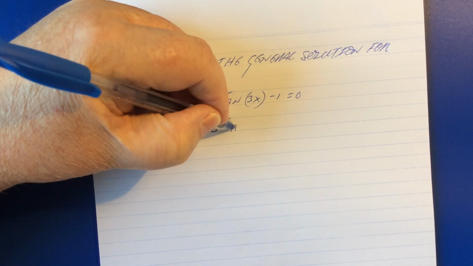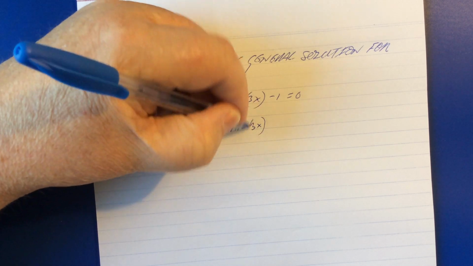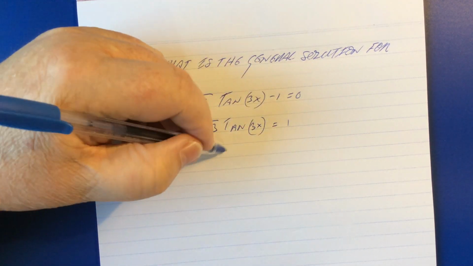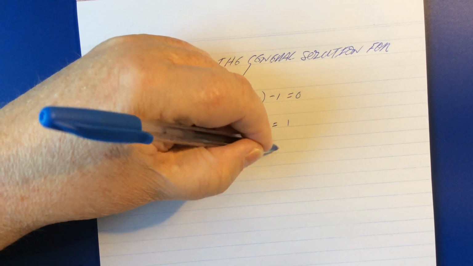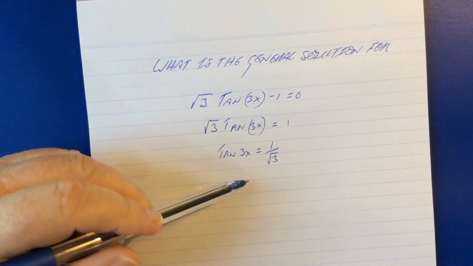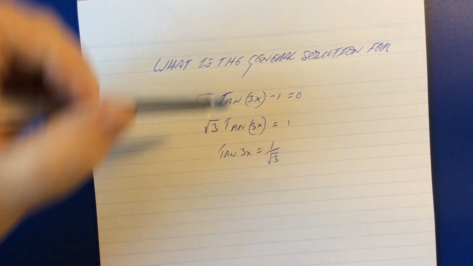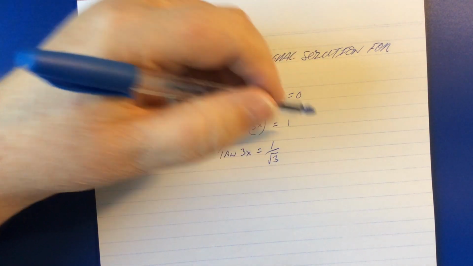Root 3 rather, tan 3x is equal to 1. The next step, tan 3x is equal to 1 on root 3. Now what this allows us to do is to find a value in radians, so we can position this thing on the unit circle.